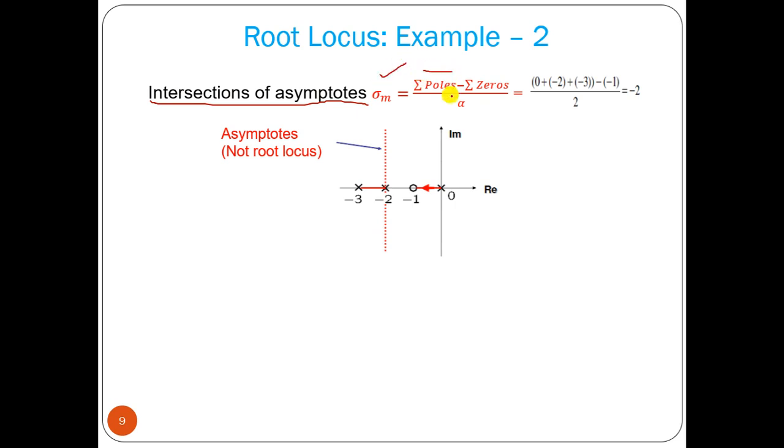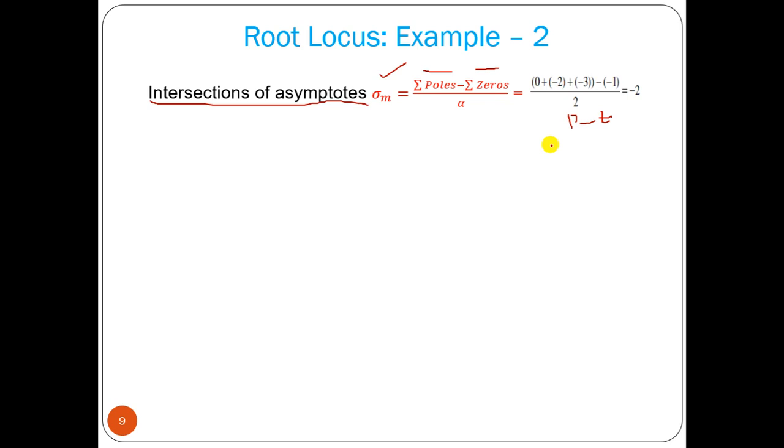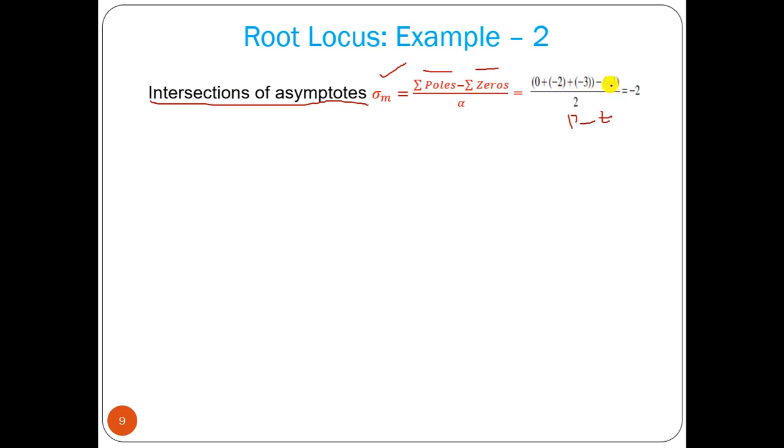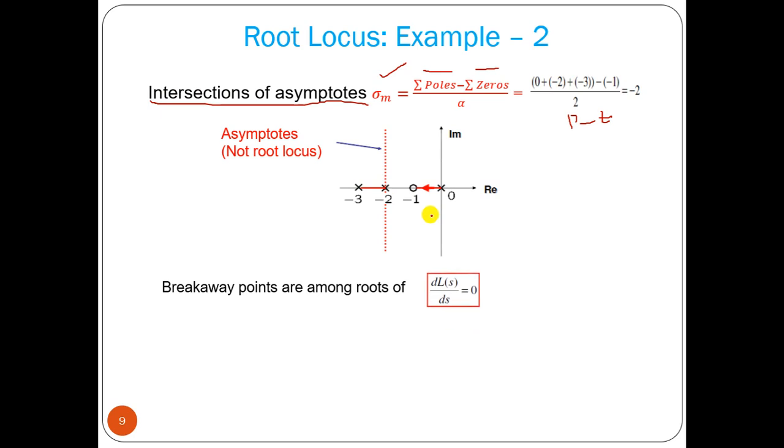Pole value summation minus zero value summation divided by p minus z. Okay, so if you perform that, it will be -3, -2, that is -5, then +1, so -4 divided by 2, -2. Okay, so the -2 point is the centroid. Okay, whose angle we can find out.